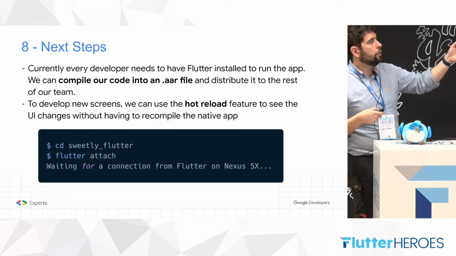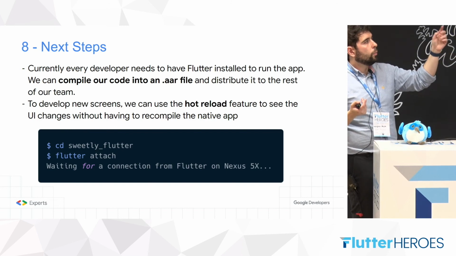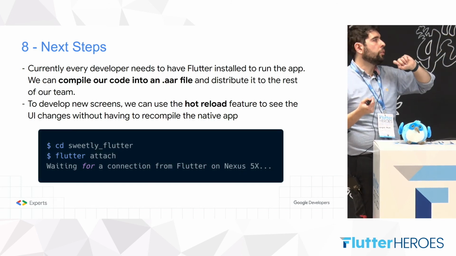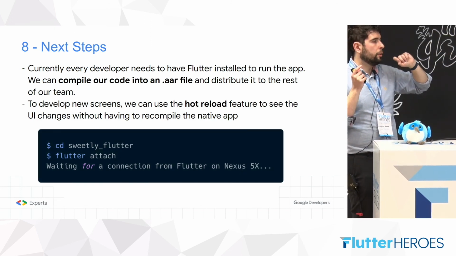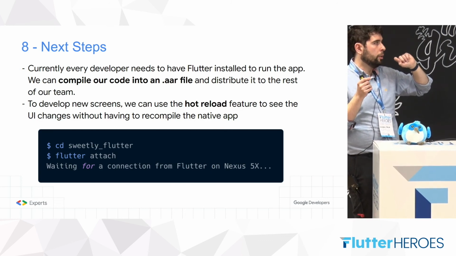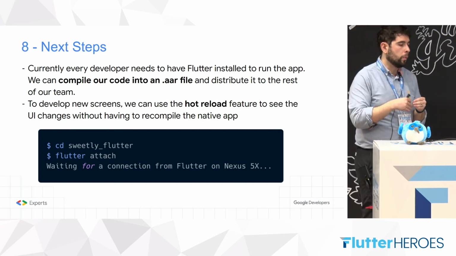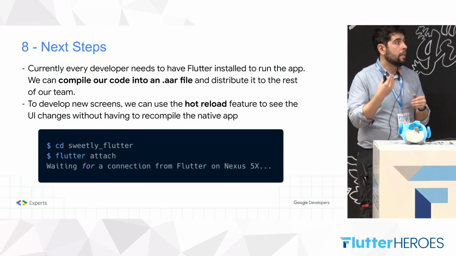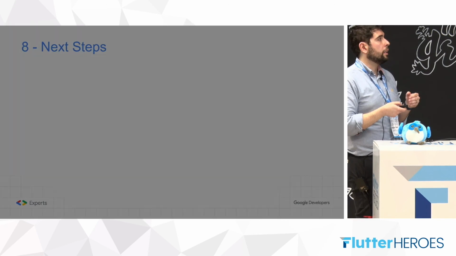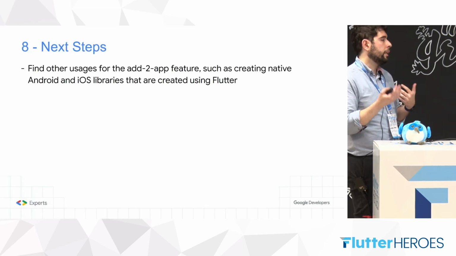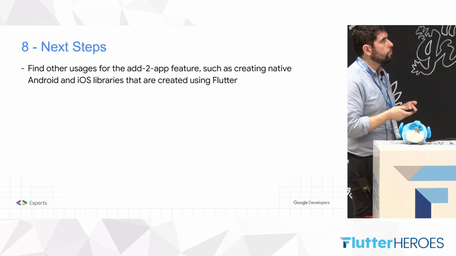And how can we use the terminal? Well, we can go into the specific directory so that we have the pubspec.yaml and the lib folder, and then we use flutter attach. Flutter attach will wait until the Flutter screen is on, and then it will start listening for new events, so logs, etc.